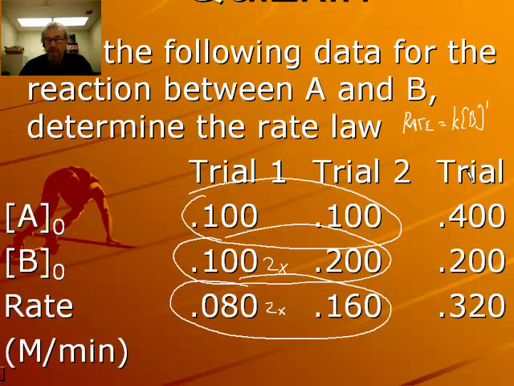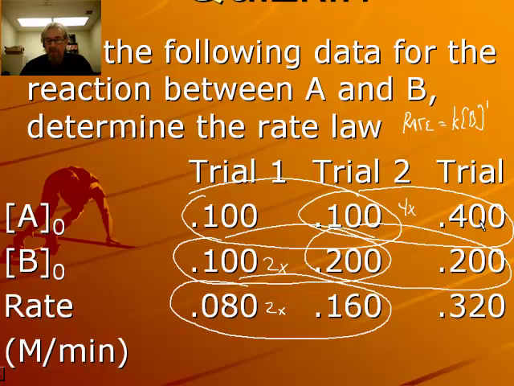What does the concentration of A do to our rate? Well, in trials 2 and 3, there's no change in concentration of B, but the concentration of A quadruples, goes up by 4 times. What happens to the rate during those 2 trials? Well, between trial 2 and trial 3, it goes up not by 4 times, but by 2 times. What does that mean?